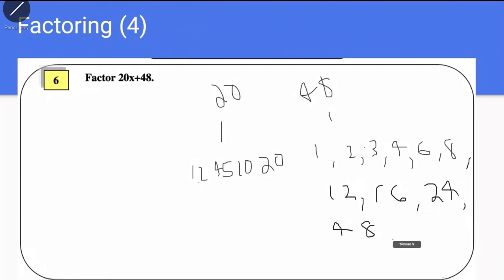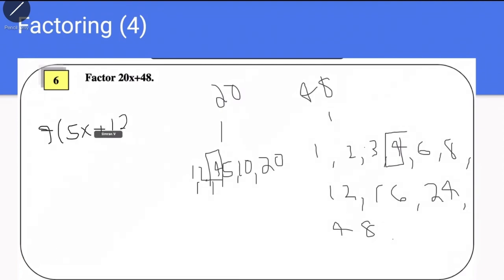So what we're going to do is look at the greatest common factor of these two, and I don't know if you found it already, but it is 4. So we're going to factor a 4 out of the expression, and you're going to get 5x plus 12 as your answer.